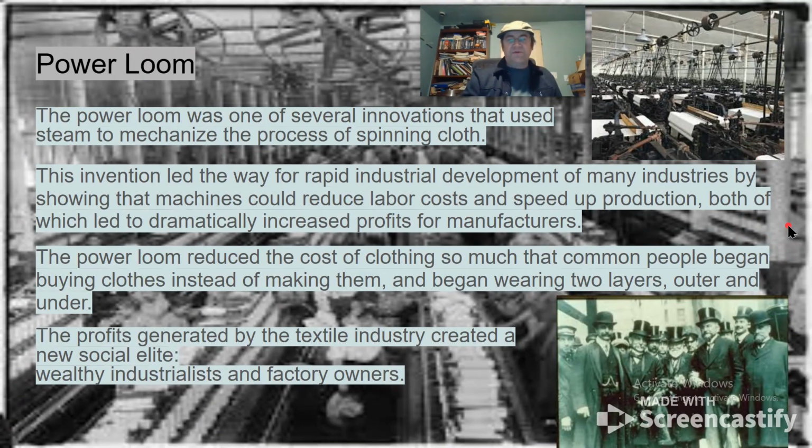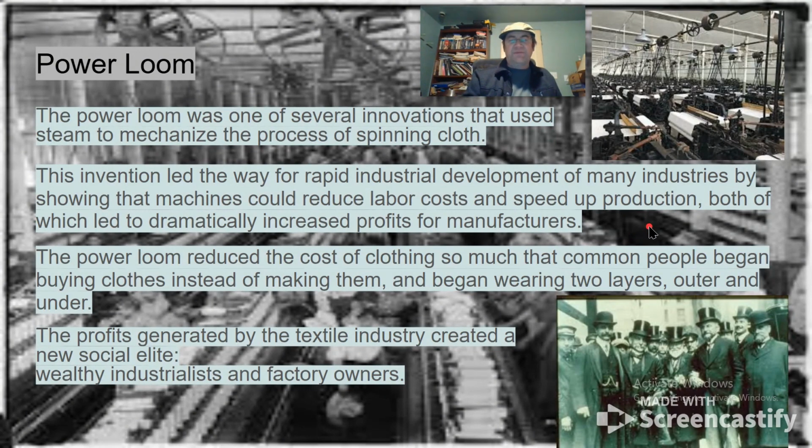The power loom is a machine for making textiles, clothes. It was one of several innovations that used steam to mechanize the process of spinning cloth. This invention led the way for rapid industrial development of many industries by showing that machines could reduce labor costs and speed up production, both of which led to dramatically increased profits for manufacturers.